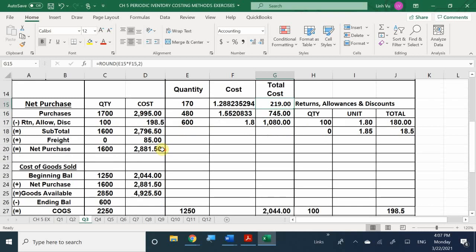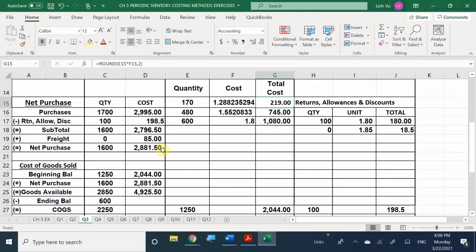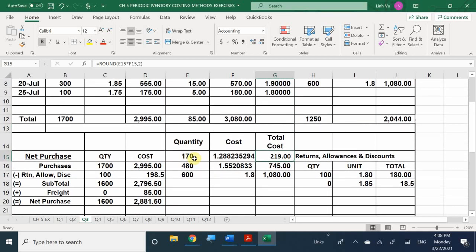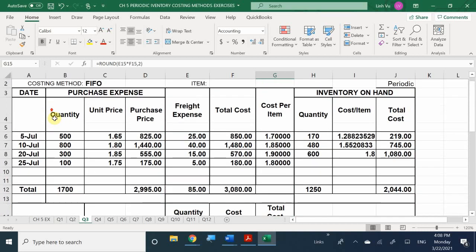Okay, so let's take a look. We need to sell 1,000 more items to get to 250. So if we need to sell 1,000 more items from our first batch, how much do we have left, or how much do we have in our first batch? Anybody?